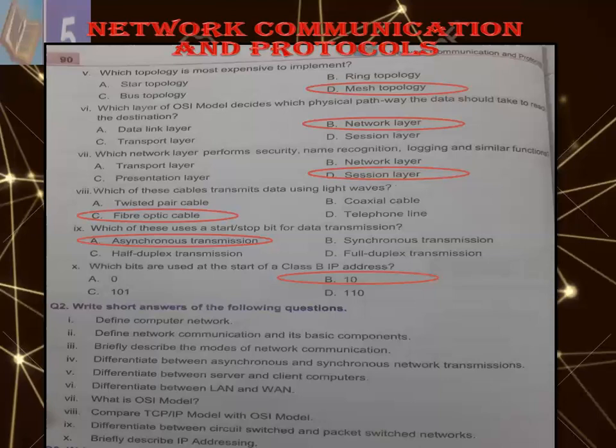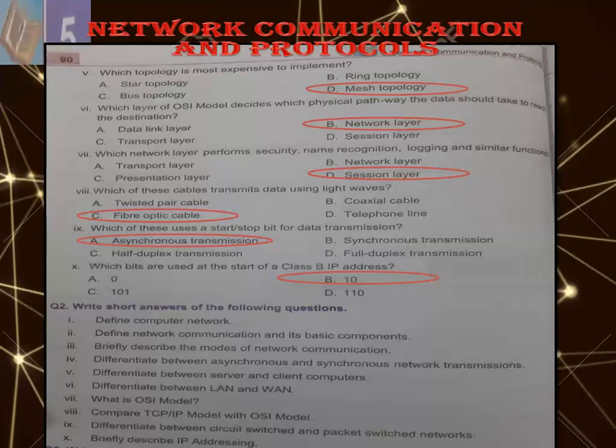So local area network means when your computers are connected with each other and close to each other. So this is called local area network, the LAN. A local area network spans a limited physical area, and the WAN, the wide area network, spans a large physical area.